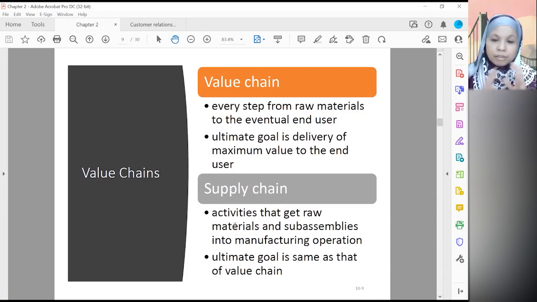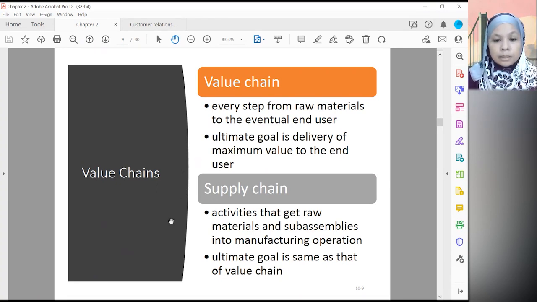Right, so what are value chains? People use these two terms interchangeably, but exactly, value chain and supply chain are not entirely the same. In a value chain, we talk about every step from raw materials to the eventual end user, whereas in a supply chain, we talk about activities that get the raw materials and sub-assemblies into manufacturing operations. So basically, the value chain is about the maximum value that you can deliver to the end user who buys your products, based on a good supply chain.